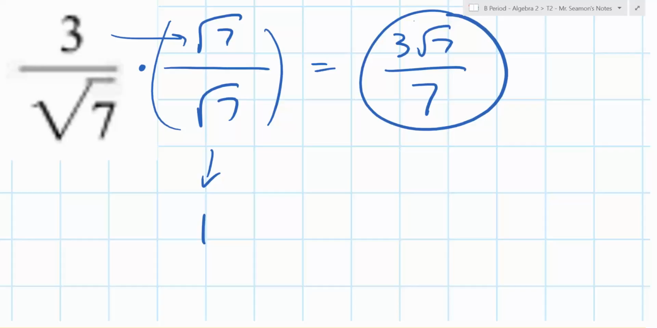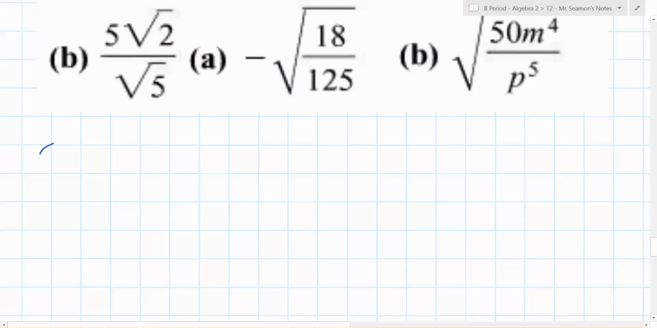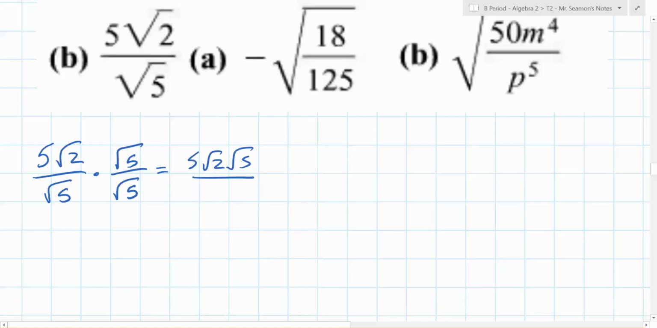Not always, sometimes. Someone tell me what I should do on the first one. What's the first step on the first one? Radical 5 over radical 5. I understand what you meant. There's no need to apologize. So then what does this become? 5 times root 2 times root 5 over what? 5. What cancels immediately here? The 5s cancel. Multiply root 2 times root 5, and what do you get? Root 10. All done.